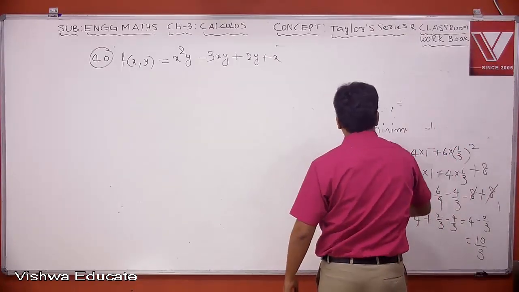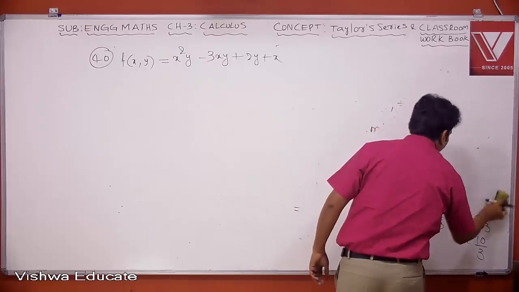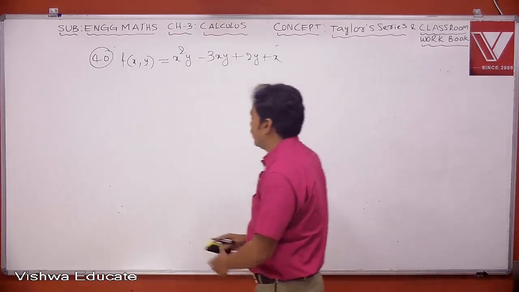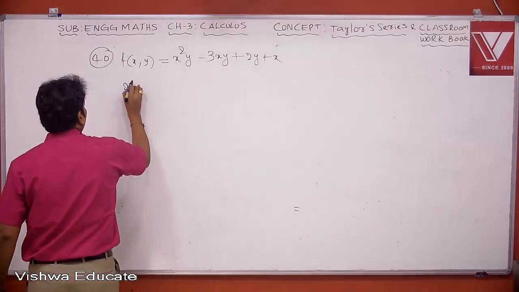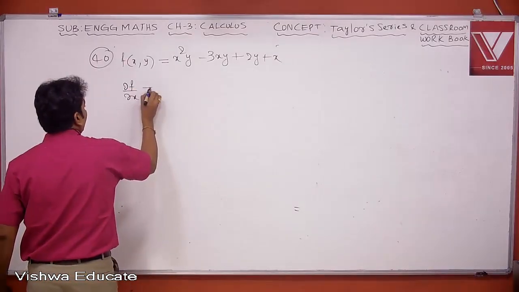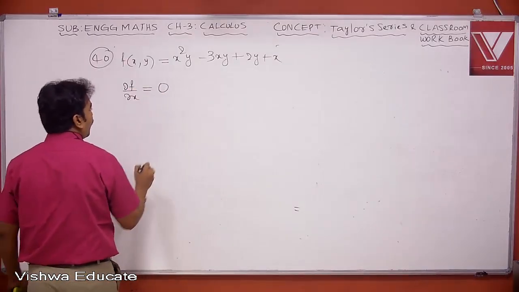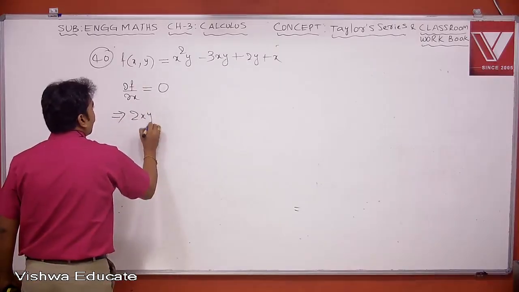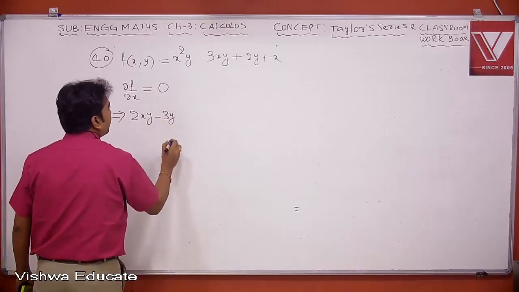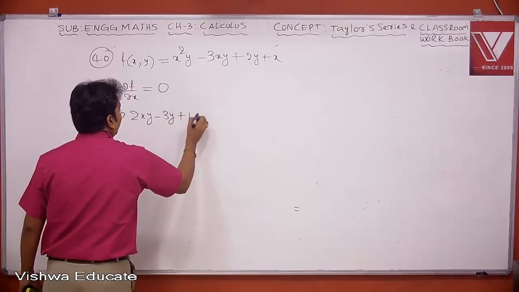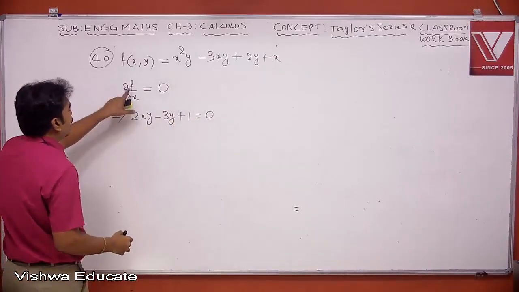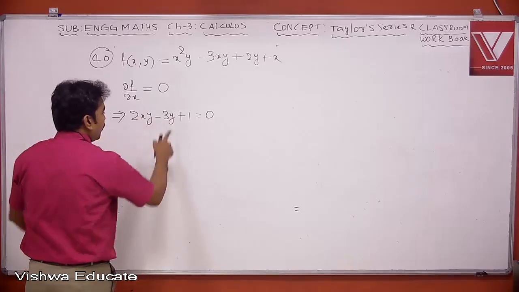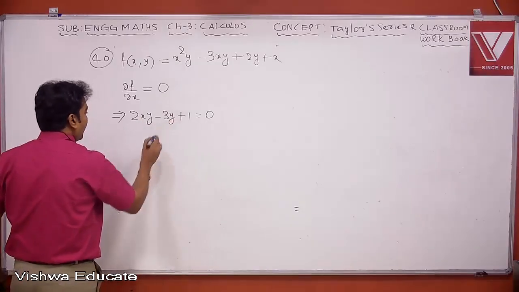So at first, let us find stationary points and then we try to apply the second derivative test. Here stationary points will be obtained by taking two equations, dou f by dou x equal to 0 and dou f by dou y is 0. So dou f by dou x means 2xy minus 3y plus 1 equal to 0. With this you won't get directly the values of x and y.